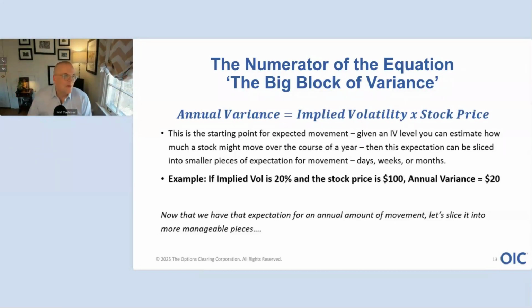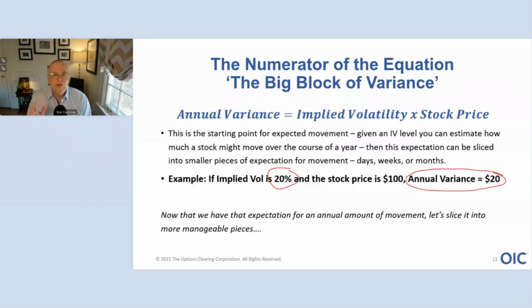So in this example, we're talking about an implied volatility of an option that's 20%. If implied vol is 20% and you're dealing with a stock that's $100, your annual variance, the top of that equation, is going to be 20 times 100. In this case, the 20 vol you actually convert to a decimal, so 0.20 times 100, and that gives you an annual variance of $20.